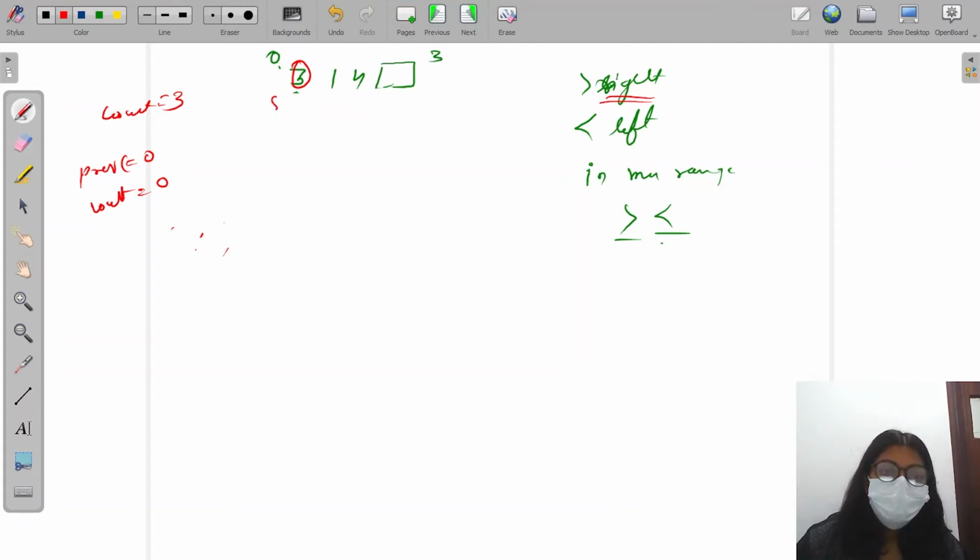My SI is also here. This is also my EI. Okay. I will check this 3. Does it lie in range? Yes, it lies in range.